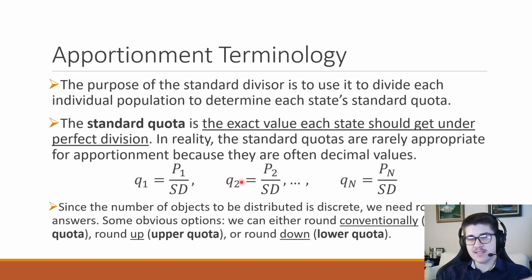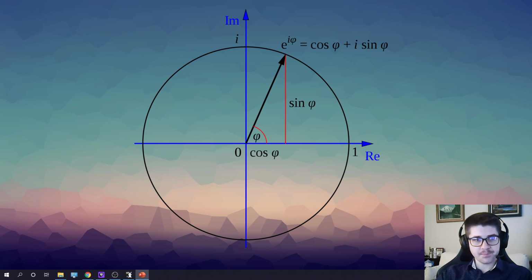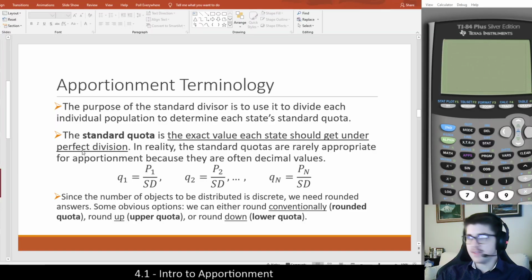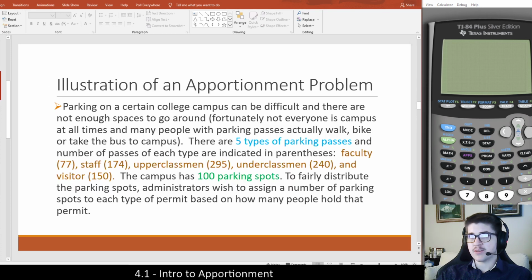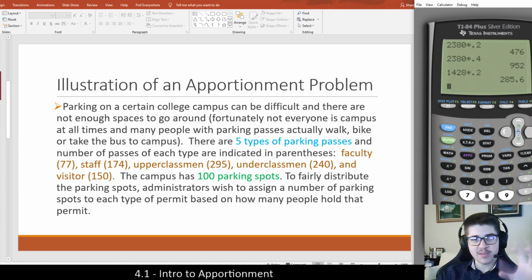And basically all this is saying is to find each state's standard quota, take their population and divide by the standard divisor. Or let's actually put some numbers to it in this problem. Let me go back to the actual slide. Let's say we wanted to find the standard quota for the faculty. Since we know the standard divisor, and I'm going to say this probably a lot in the remaining videos, the standard divisor is the key. That's the number you need to know.